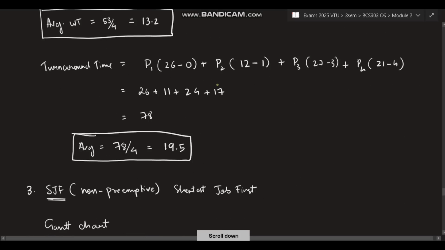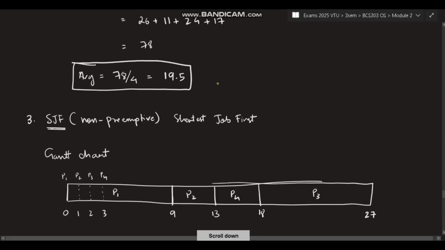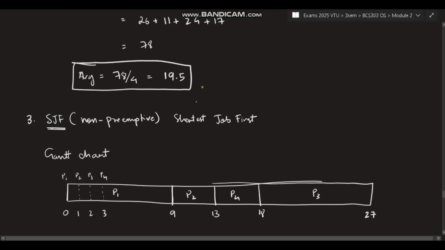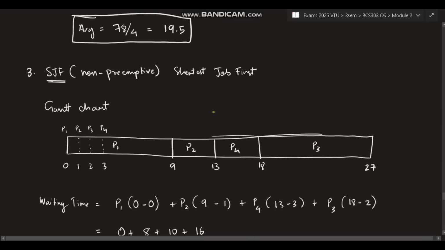Moving on, we have the third algorithm, which is the most repeated one, SJF, shortest job first, and it is non-preemptive. What do you understand by the term non-preemptive? Let's understand. In SJF, what happens is the shortest job gets the priority.